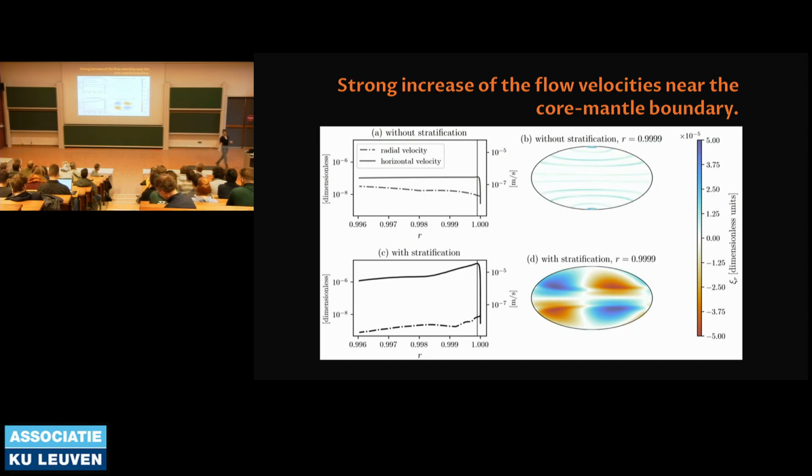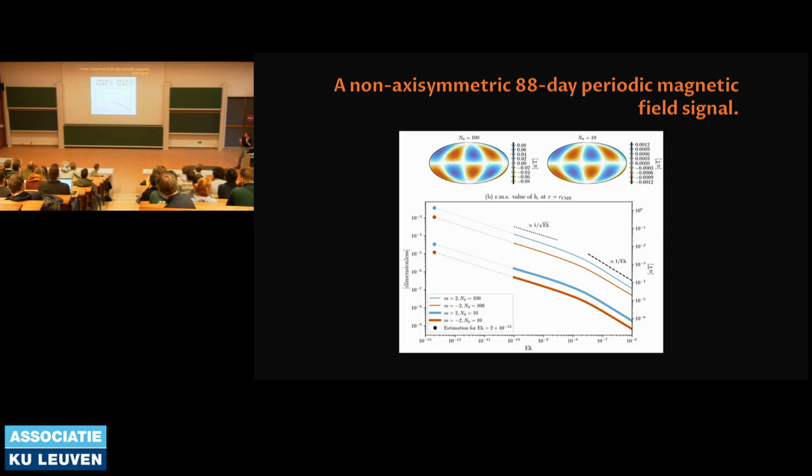And then the question is, can this flow induce a magnetic field that is strong enough that we might observe it? There's a new satellite mission going to Mercury at the moment called BepiColombo. And the answer is maybe.